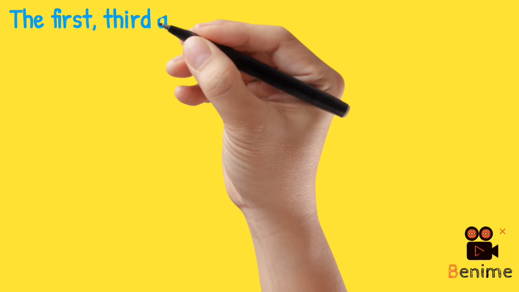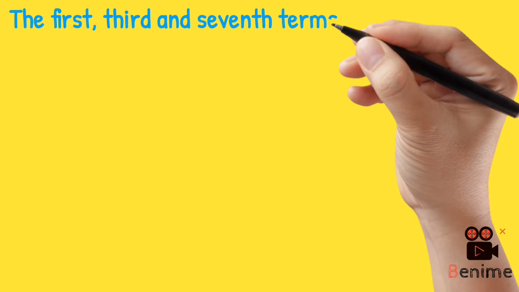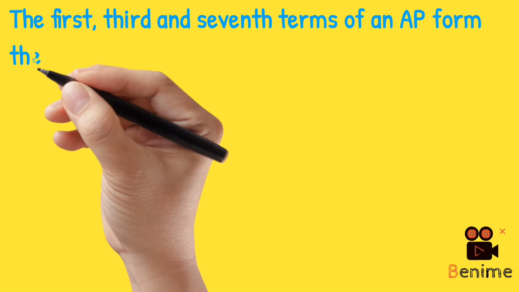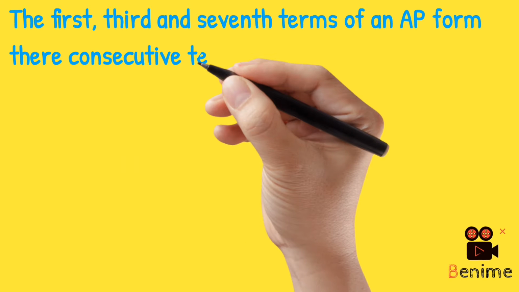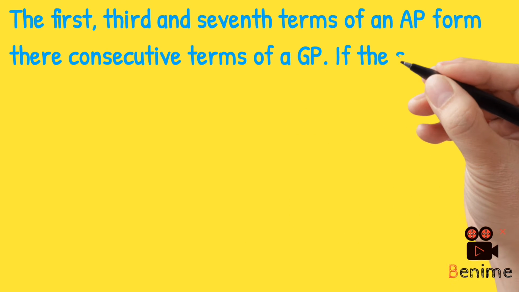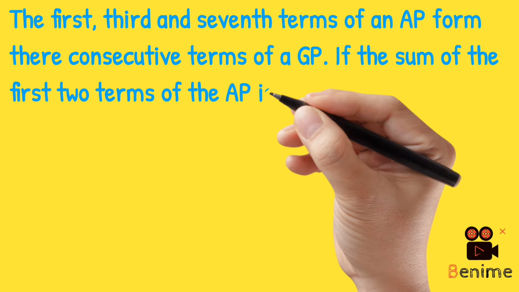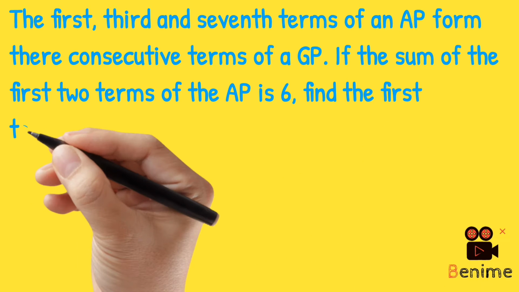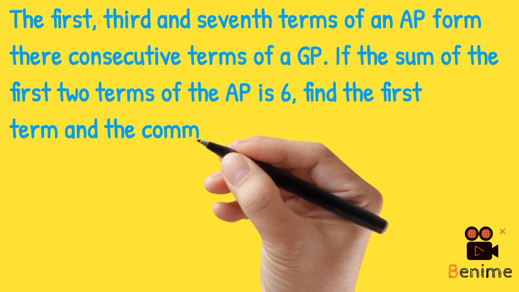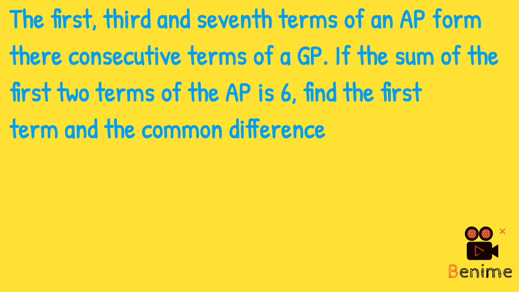So get this example. The first, third, and seventh terms of an AP form three consecutive terms of a GP. If the sum of the first two terms of the AP is 6, find the first term and the common difference.